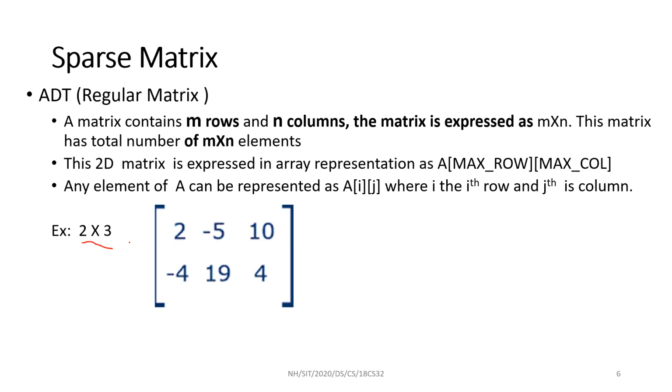This 2 cross 3 indicates that these values are stored in 2 different rows and 3 different columns. Any element can be retrieved with the index. If the array name is A, A of i comma j means you are accessing the ith row, jth column element. When you are storing, you have to specify the maximum permitted rows and maximum permitted columns. At the most, if 10 is given for max row and 10 for max column, 10 by 10, 100 into word size locations result. That is in case of a regular matrix.